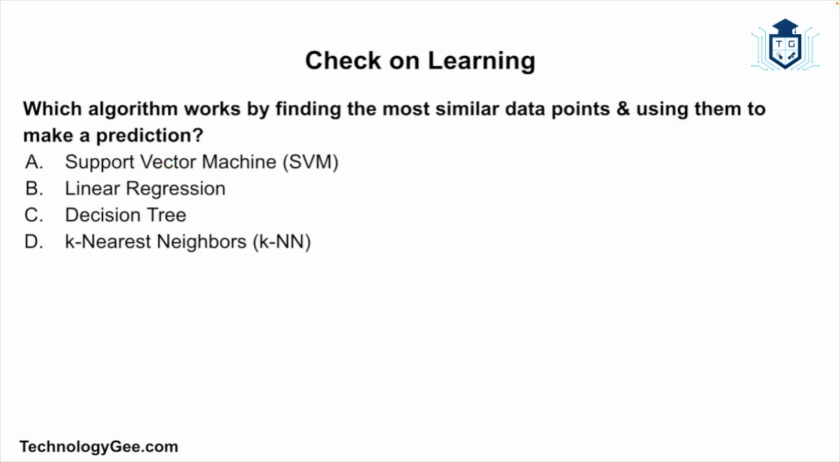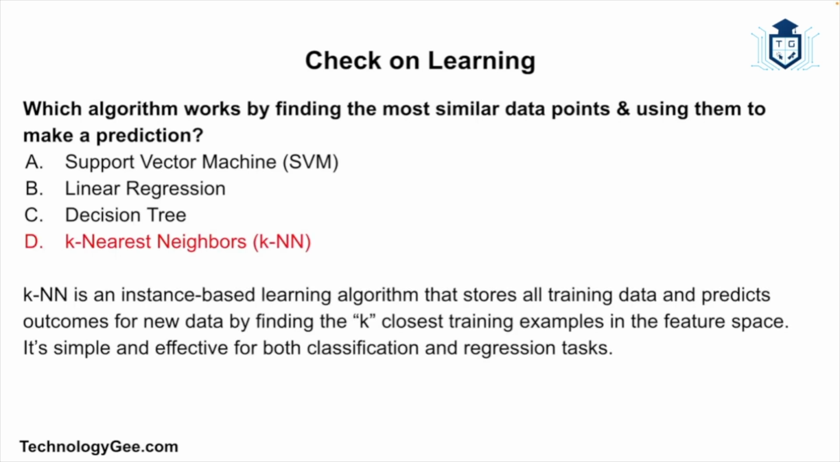Next question. Which algorithm works by finding the most similar data points and using them to make a prediction? Would this be support vector machine, linear regression, decision tree, or k-nearest neighbors? And the correct answer is k-nearest neighbors.